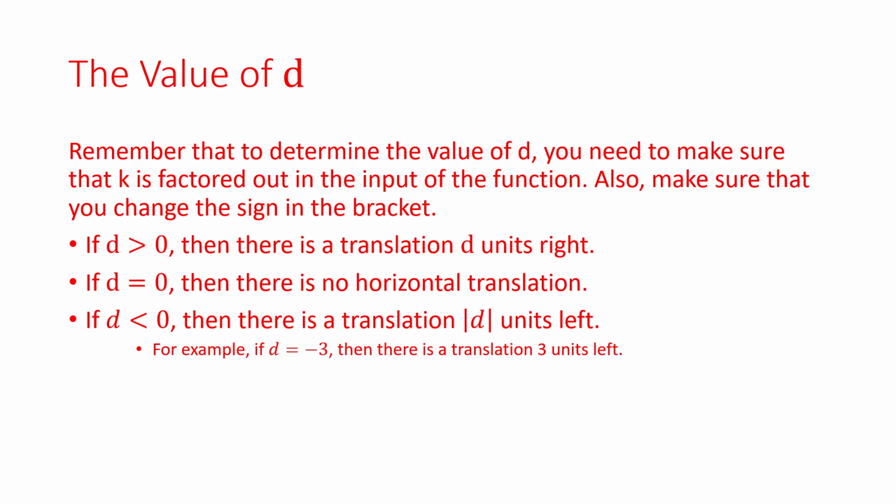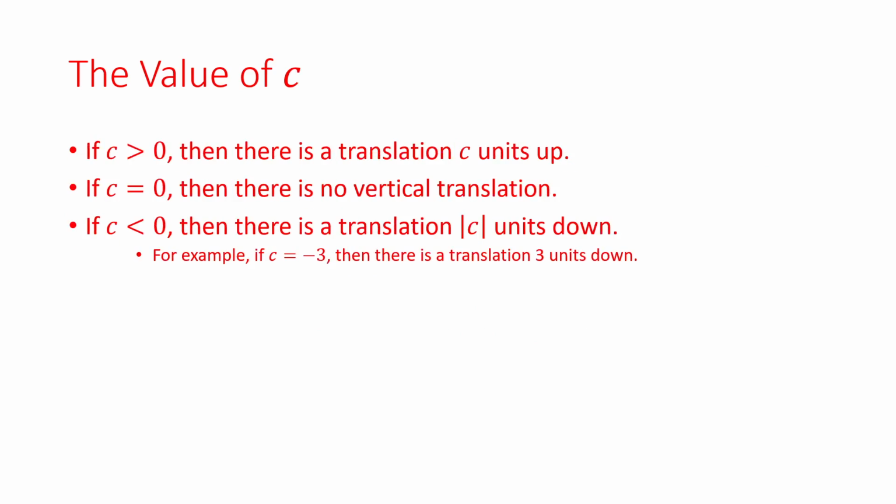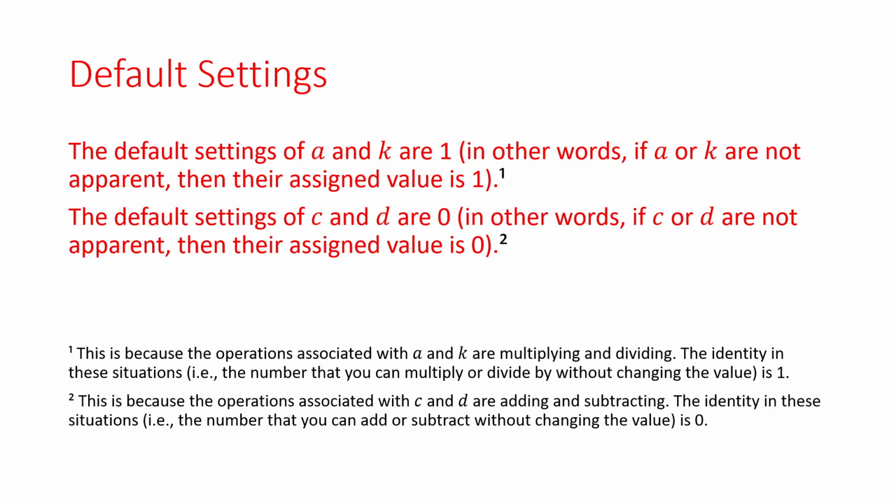The value of d. Remember that to determine the value of d, you want to make sure k is factored out in the input of the function, and then make sure you change the sign in the bracket. If d is greater than 0, there's a translation to the right, and if d is less than 0, there's a translation to the left. Then the value of c. If c is greater than 0, there's a translation up, and if c is less than 0, there's a translation down. The default settings of a and k are 1.